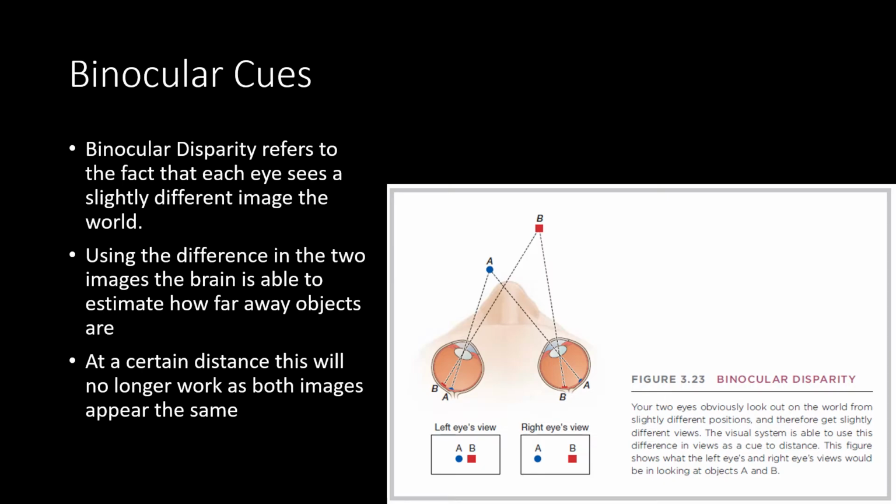Starting with binocular cues, this works on something called binocular disparity, and this refers to the fact that both of our eyes, and thus the retinal images, are slightly different in what they see of the world because they're located in different places in space, even though they're very close together.